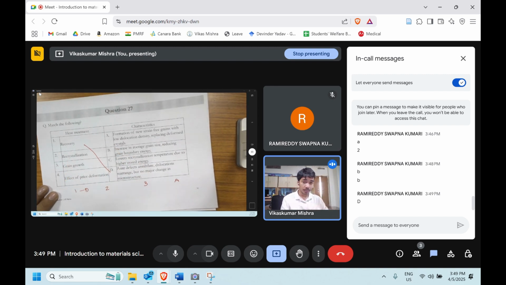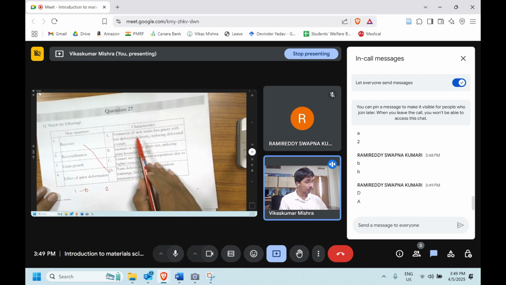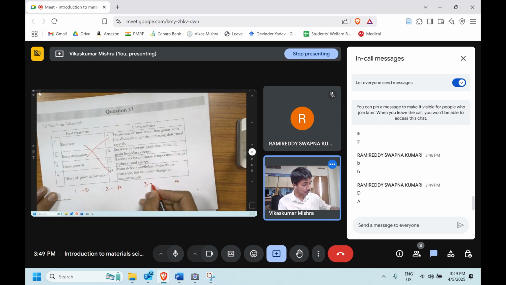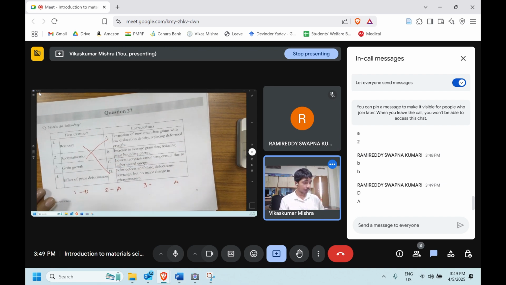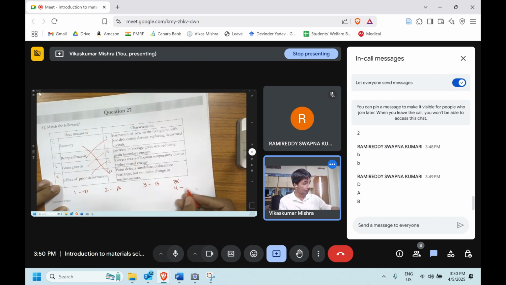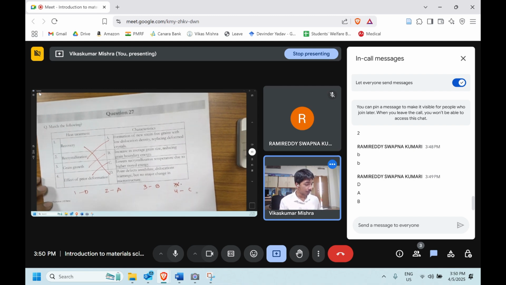Second, recrystallization. Increase in the average grain size, reducing the grain quantity? I don't think so. The formation of new strain-free grains with low dislocation density, right? Perfect. It's option A. Now the third one, the grain growth. Between B and C, which one will it be? It's option B, increase in the average grain size. Perfect. And the fourth one will match with C. So we have solved this. Effect of prior deformation, we got to know that it lowers the recrystallization temperature.